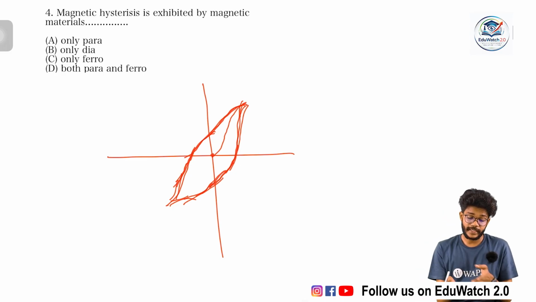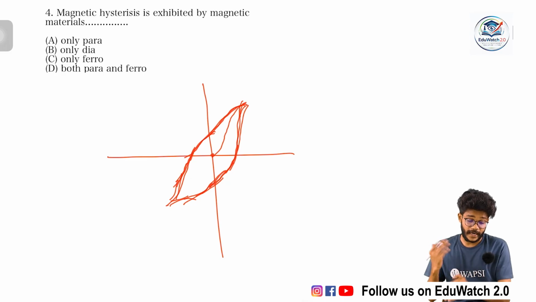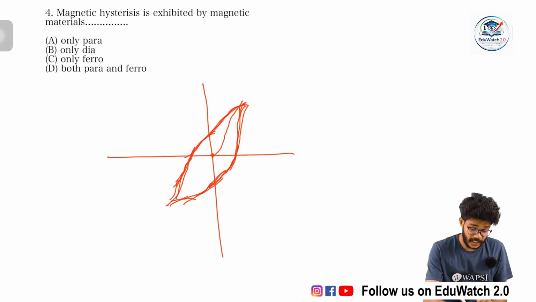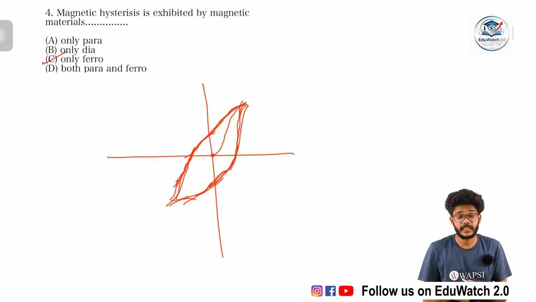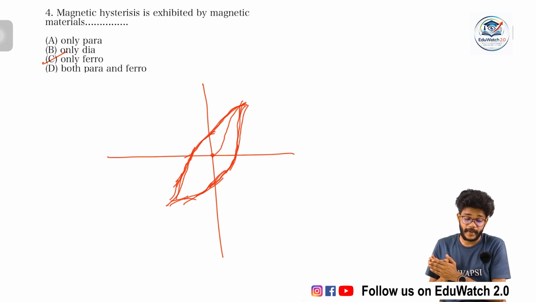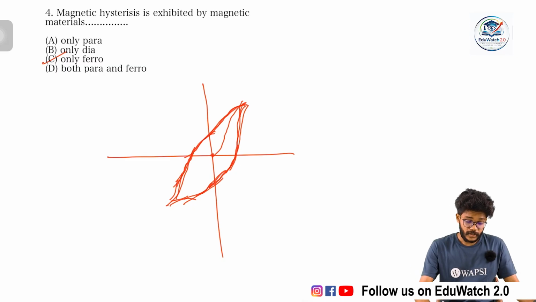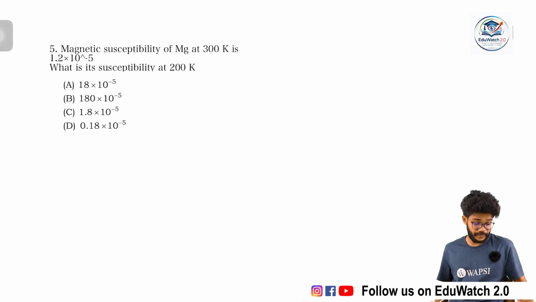So this loop is exhibited by which kind of object? Only paramagnetic, only diamagnetic, only ferromagnetic? Yes, only ferromagnetic. So option C is the correct one. Only ferromagnetic substances can exhibit this kind of loop. In dia and para, while removing the magnetic field, it loses the magnetic property. So we can move to the 5th question.